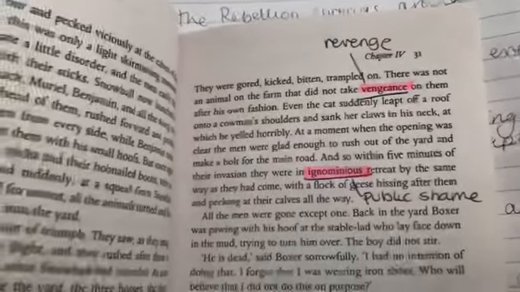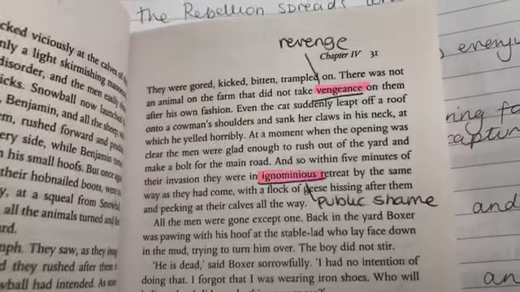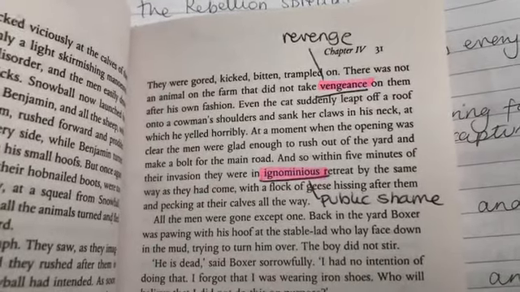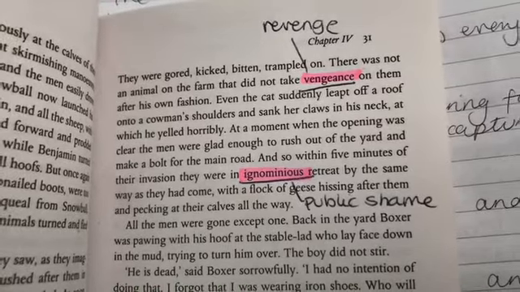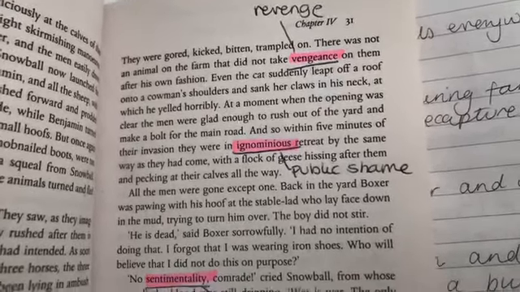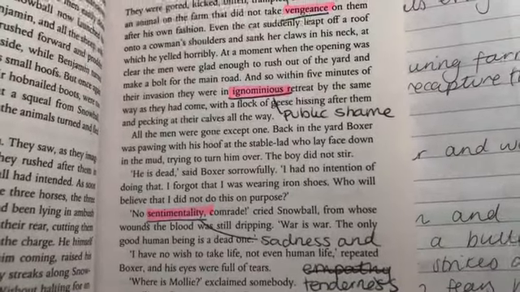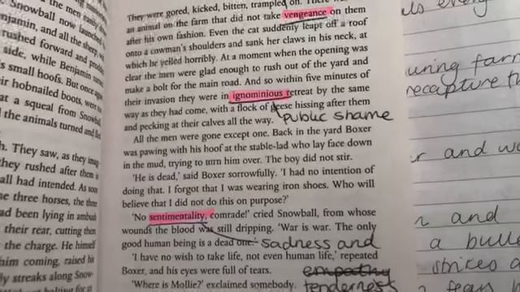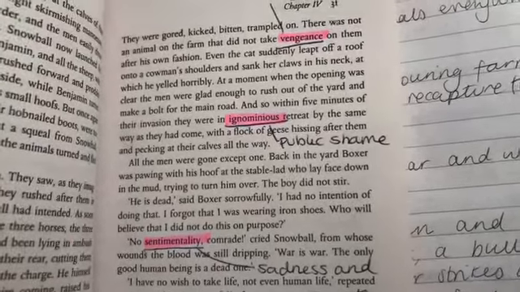Even the cat suddenly leapt off a roof onto the cowman's shoulders and sank her claws into his neck, at which he yelled horribly. At a moment when the opening was clear, the men were glad enough to rush out of the yard and make a bolt for the main road. And so, within 5 minutes of their invasion, they were in ignominious retreat by the same way they had come in, with a flock of geese hissing after them and pecking at their calves all the way.